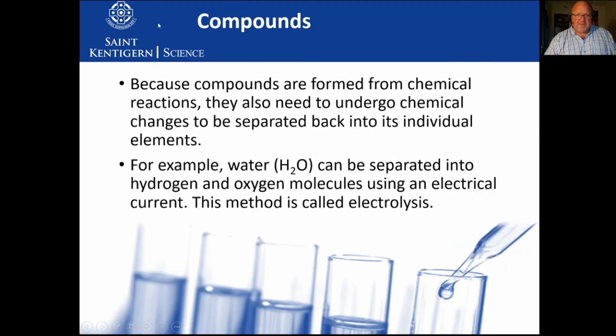Now compounds, remember compounds, more than one element that has molecularly bonded. Because compounds are formed from chemical reactions, they also need to undergo chemical changes to be separated back into their individual elements. So for example, water can be separated into hydrogen and oxygen molecules using an electrical current. This is called electrolysis or hydrolysis. So we can take that, but to separate the hydrogen and the oxygen, we need to put in a lot of electricity.